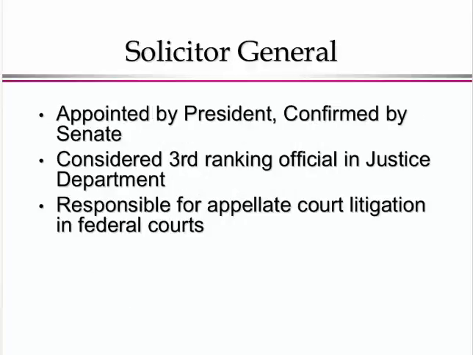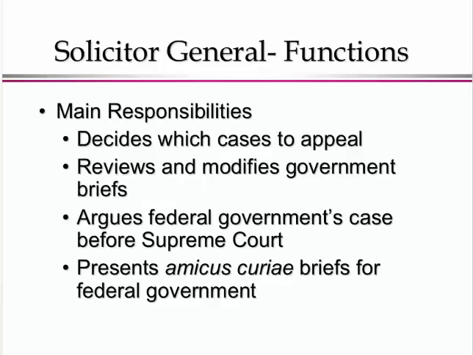Now there's an office called the Solicitor General. He's appointed by the President and confirmed by the Senate, considered the third-ranking officer in the Justice Department, and his job is to oversee all appellate court jurisdiction in the federal courts. He decides which cases to appeal, reviews and modifies the government's briefs, argues the case before the Supreme Court, and can present amicus curiae, that is to say, cases where the federal government has an interest but is not directly involved.